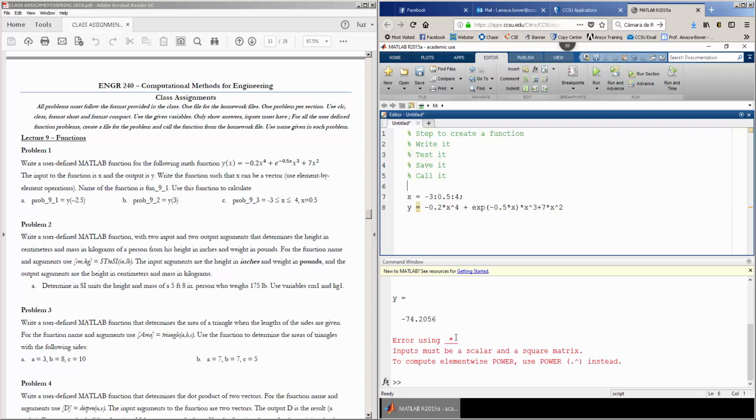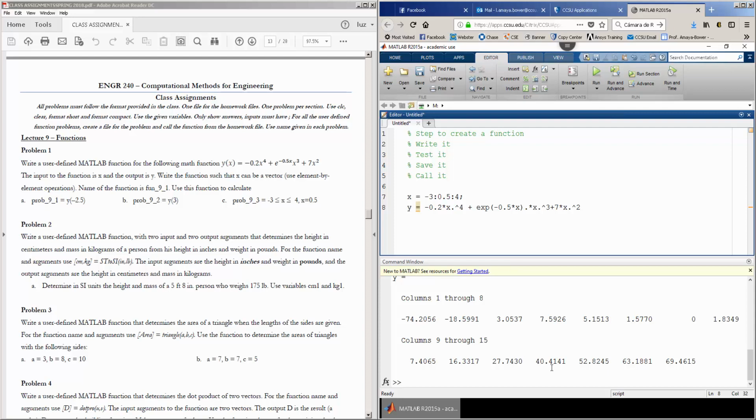Notice that in this case, it's telling us that we have to use vector notation because x is set as a vector. So we go back, put a dot before the multiplication, and a dot before the power. Oh, what did I miss? Oh, that before the cubic. We run it, and notice that we get a result. So we have successfully tested it for the 3 inputs that we have.